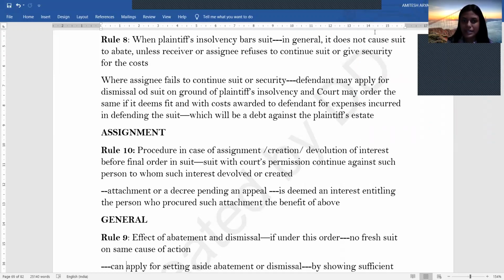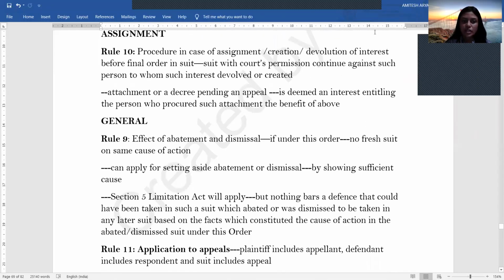Now, assignment. Rule number 10 is dealing with it. Where there is an assignment, creation or devolution of interest before the final order in the suit, the suit, with the court's permission, can continue against the person to whom such interest was created, devolved or assigned. So we saw the different topics, that is assignment, death, marriage and insolvency.